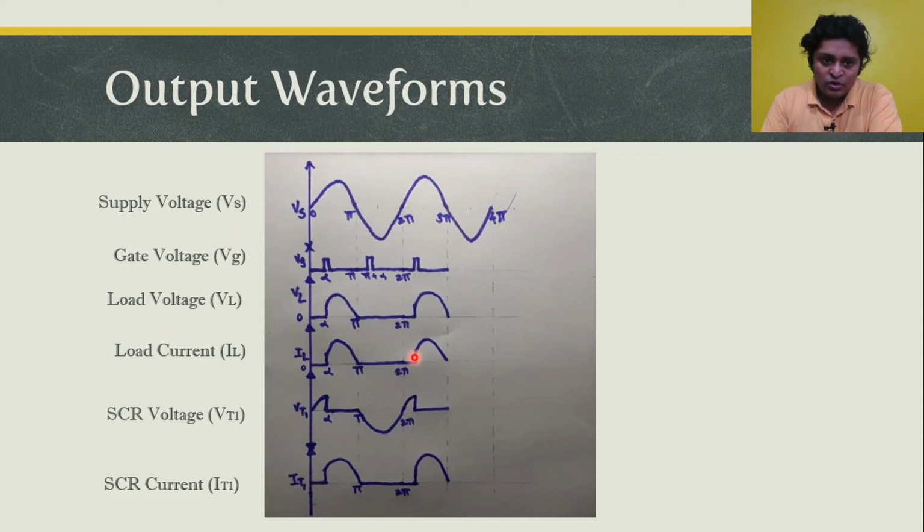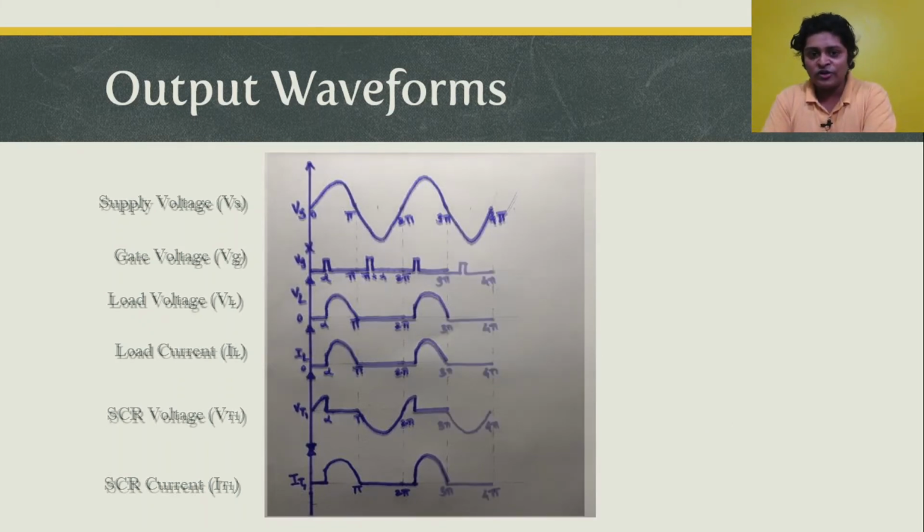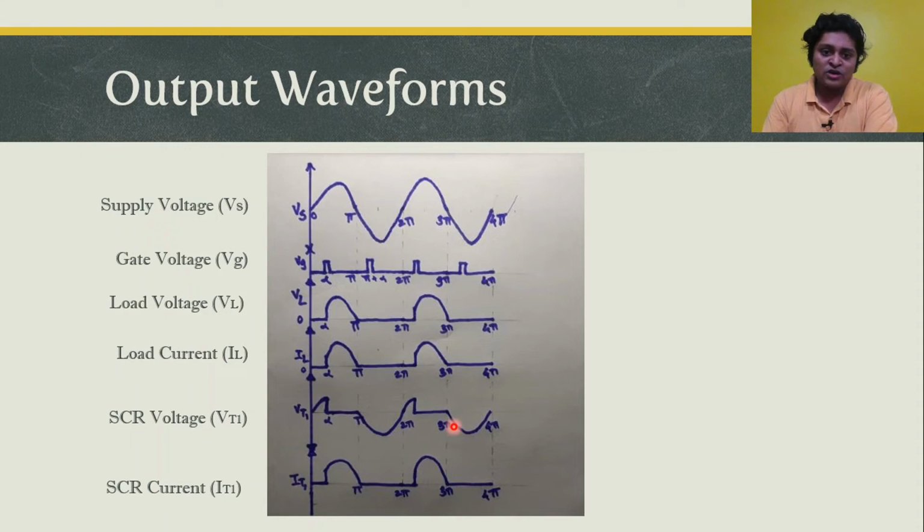Again, the supply voltage will be in phase with the load current. Load current and load voltage will be in phase with the supply voltage. Now, during the negative half cycle, the SCR remains in off condition. So all voltage will be available across the SCR, even after the application of the gate pulse. So this is all about the output waveforms for this SCR.